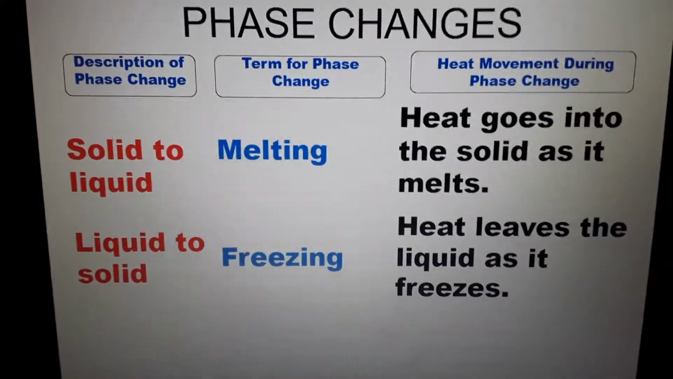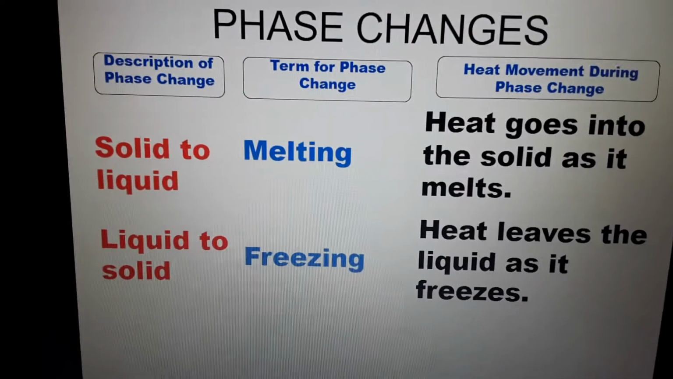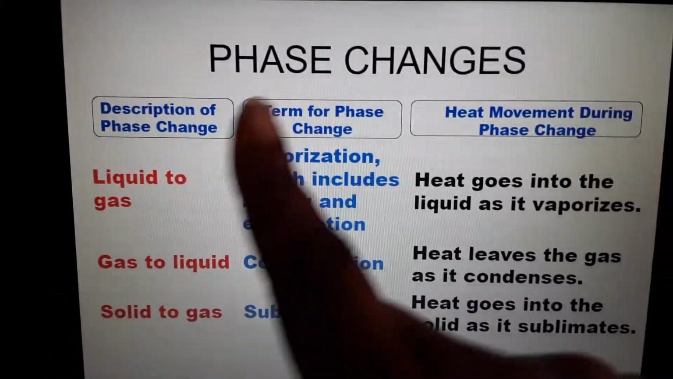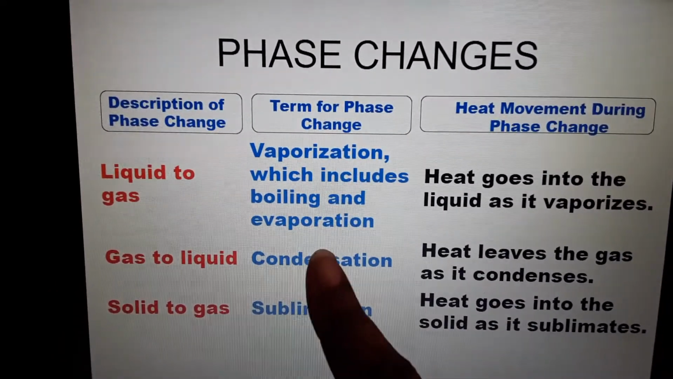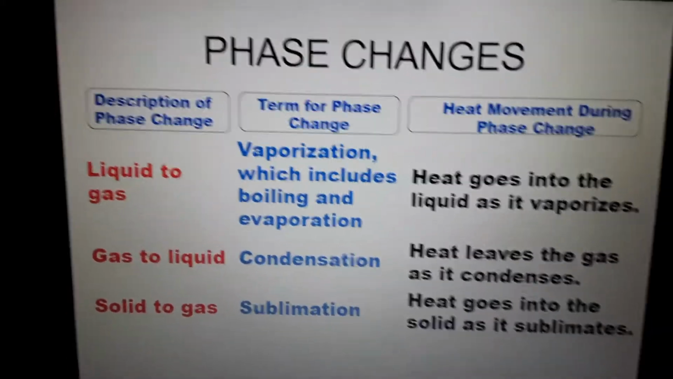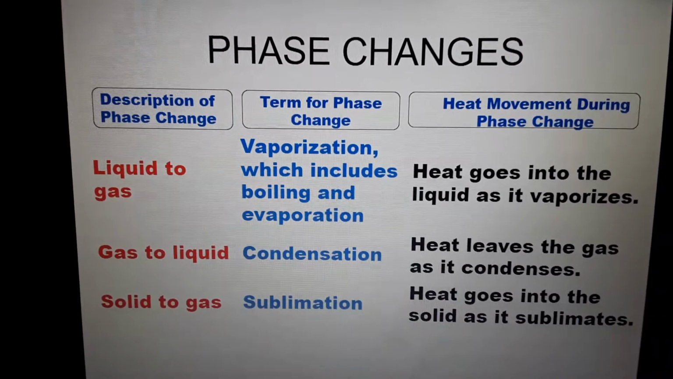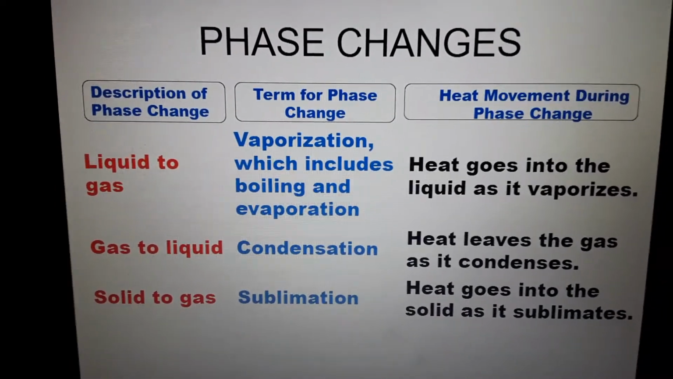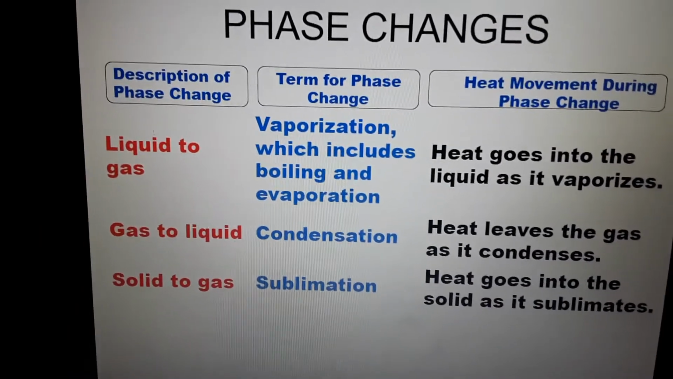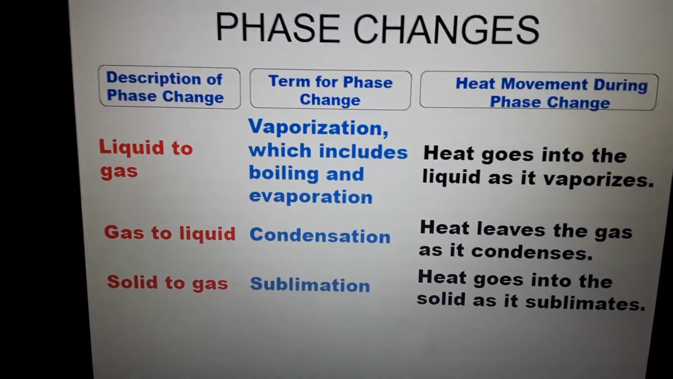So you guys have to make sure you're familiar with what the heat is doing to cause these different changes in the states of matter. Another one, if we're going from a liquid to a gas, which is vaporization, boiling, evaporation, the heat is going into the liquid. That's how these things are occurring. A gas to a liquid, condensation, heat leaves in order for this to occur. And the last one, a solid to a gas, which can happen, sublimation. The heat goes into the solid.